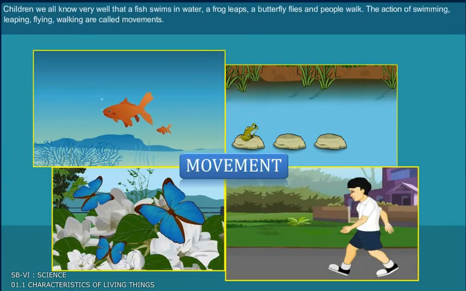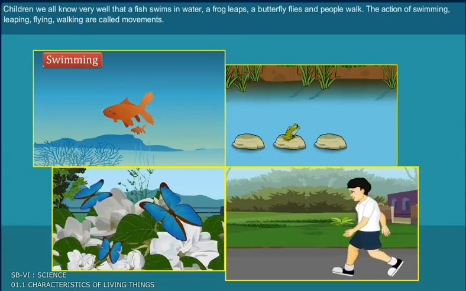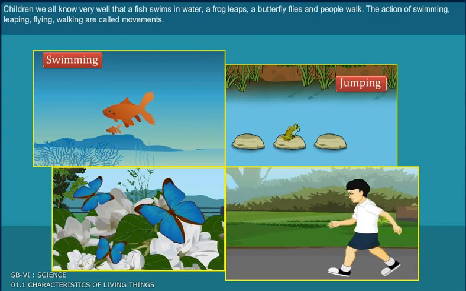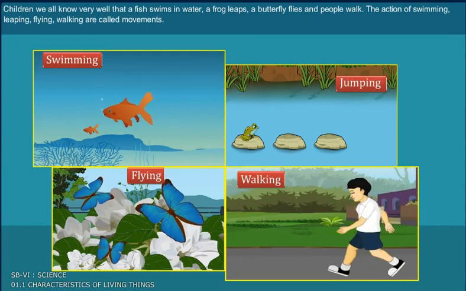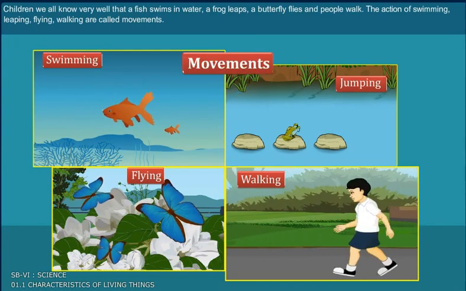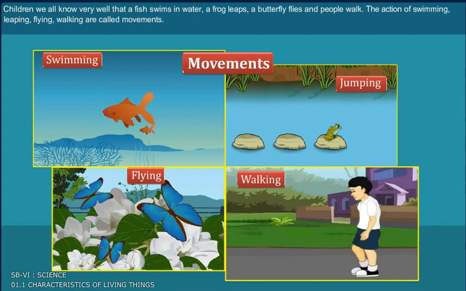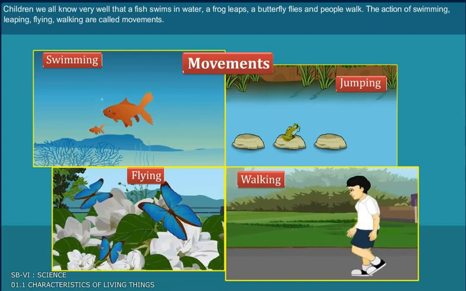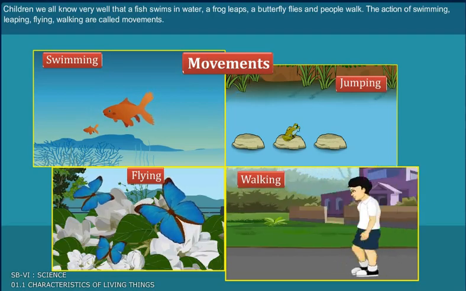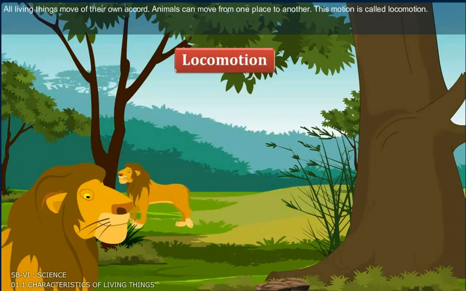Movement. Children, we all know very well that a fish swims in water. A frog leaps, a butterfly flies, and people walk. The actions of swimming, leaping, flying, walking are called movements. All living things move of their own accord. Animals can move from one place to another. This motion is called locomotion.